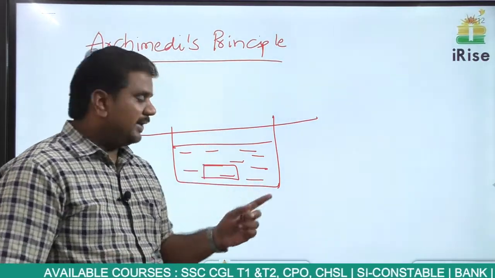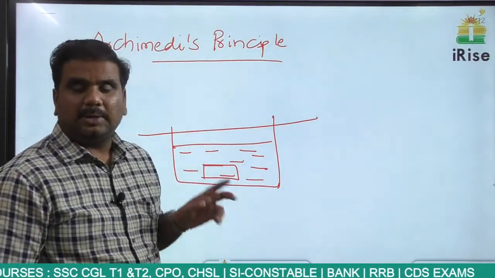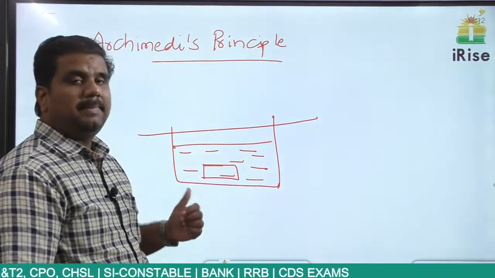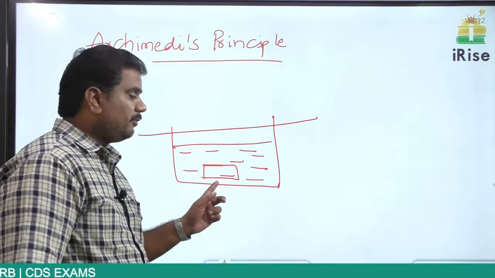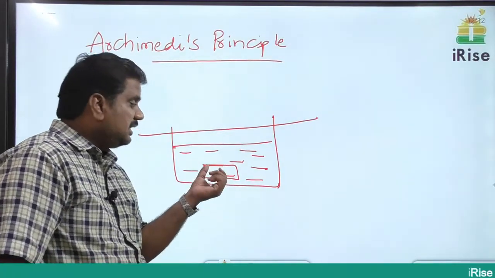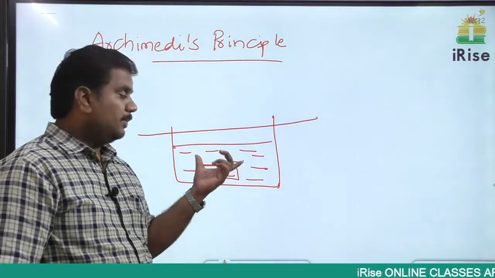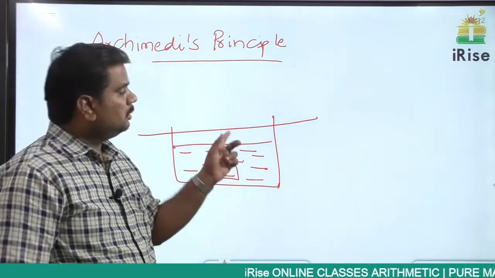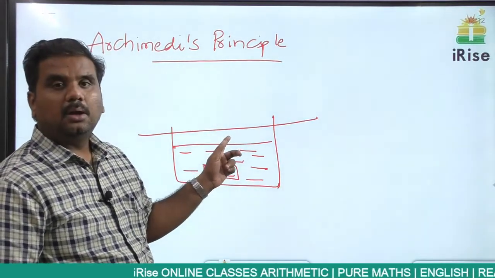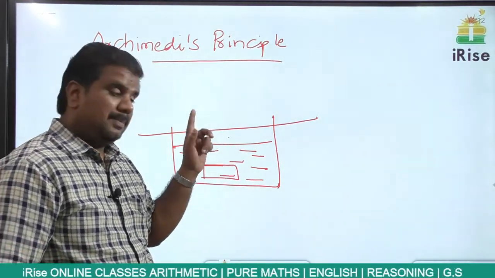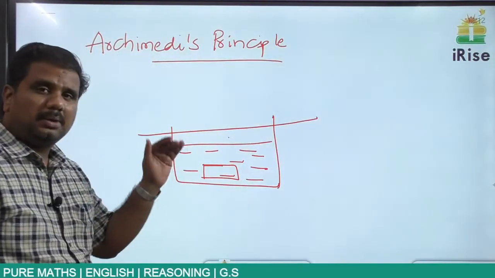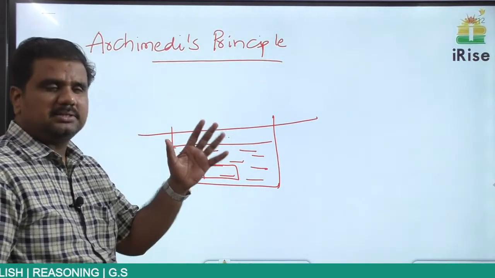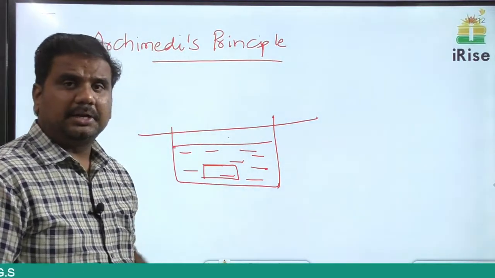When a block of ice in water melts, what happens to the water level? Now here, what we have drawn is that you are placing a block of ice in water. When a block of ice is placed in water, the water level will increase. At the same time, when the block of ice melts in water, the water level will remain the same. The water level is not increasing, and it will not decrease, right?